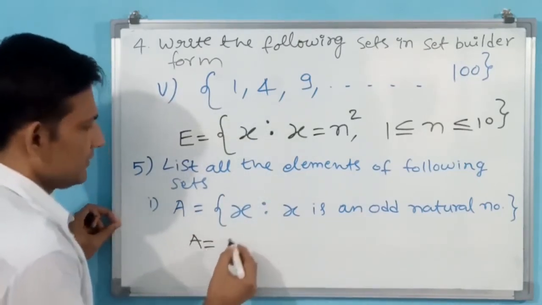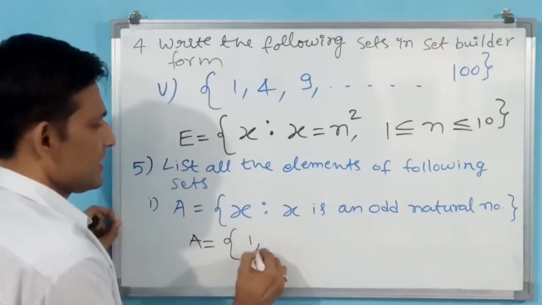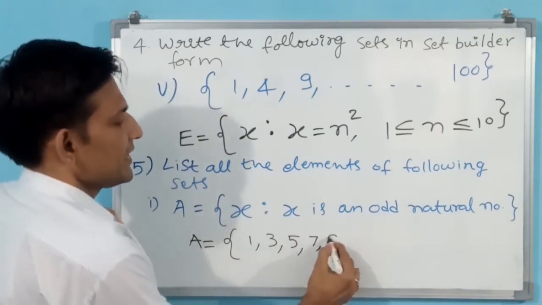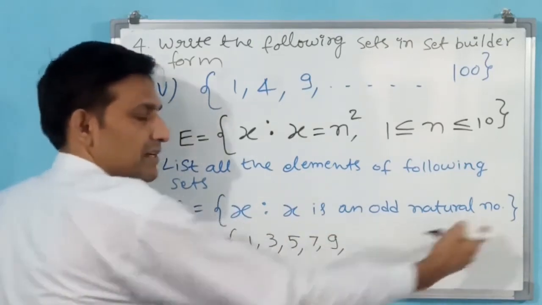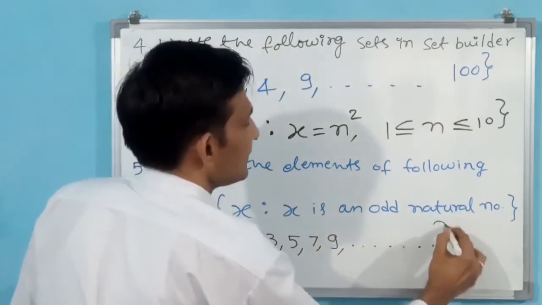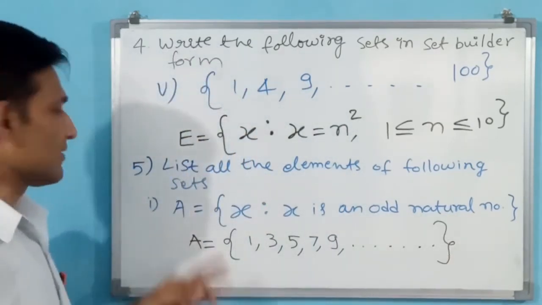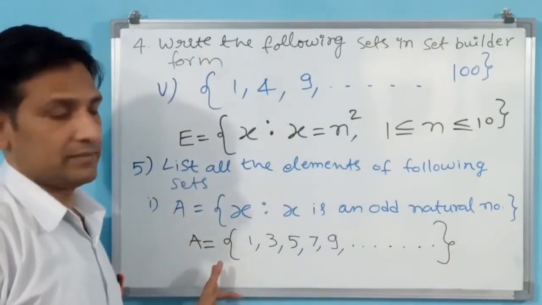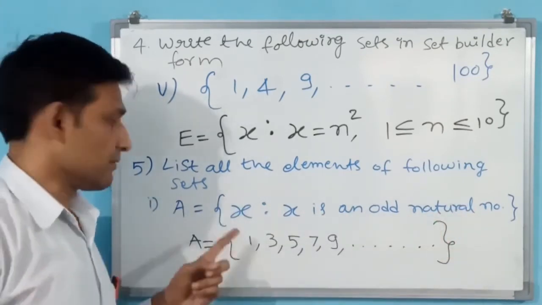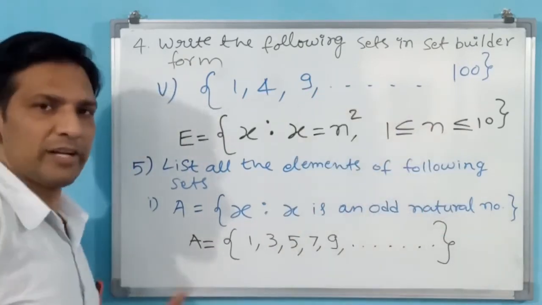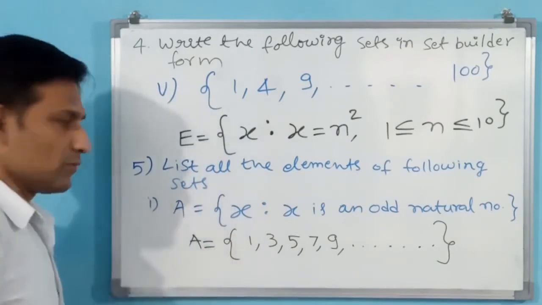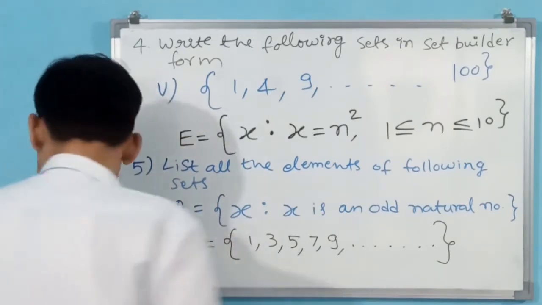A is equal to 1, 3, 5, 7, 9. Has he given any condition? No. That means this is the answer for this question. X is an odd natural number, that's all. For all means you have to write all numbers, but all numbers you cannot write. You have to write like this only. Okay, this is the answer for this fifth question, part 1. We go for part 2.